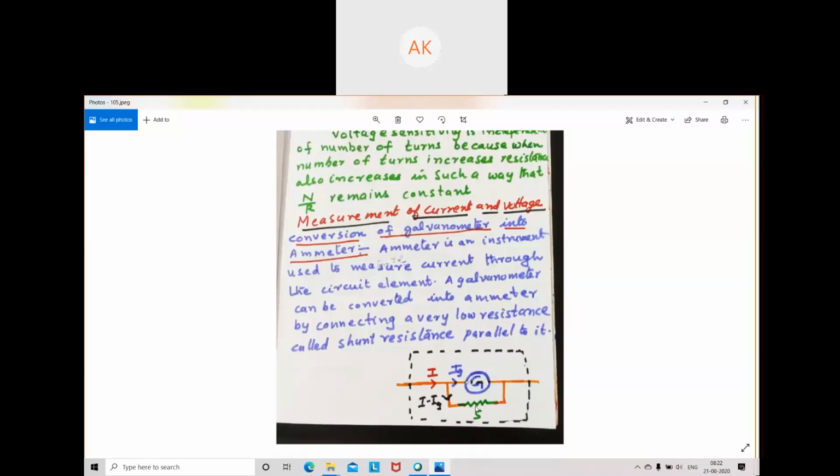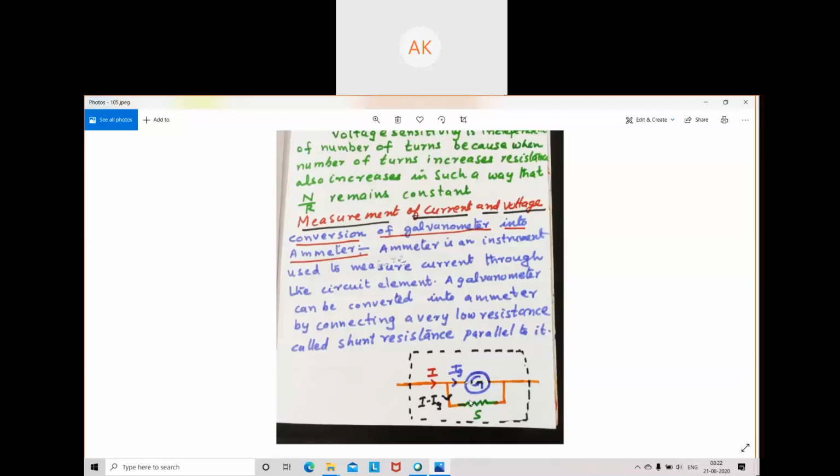What is the name of that resistance which is connected in parallel to it? Shunt resistance. So by hearing shunt resistance itself, you should know that it is a very small resistance which is connected in parallel to the galvanometer. Only to do that.